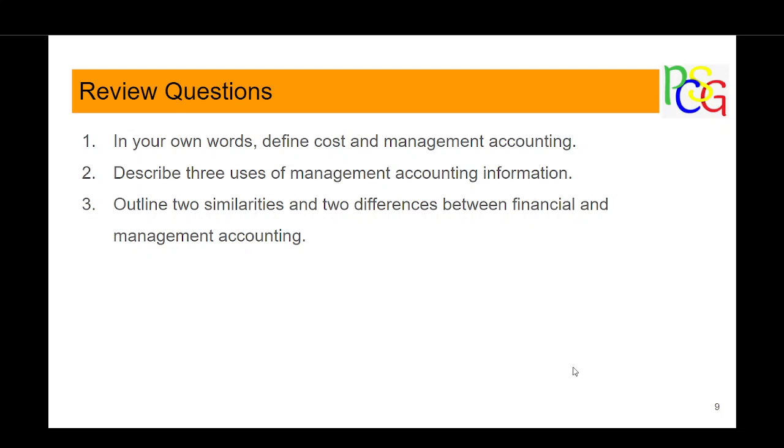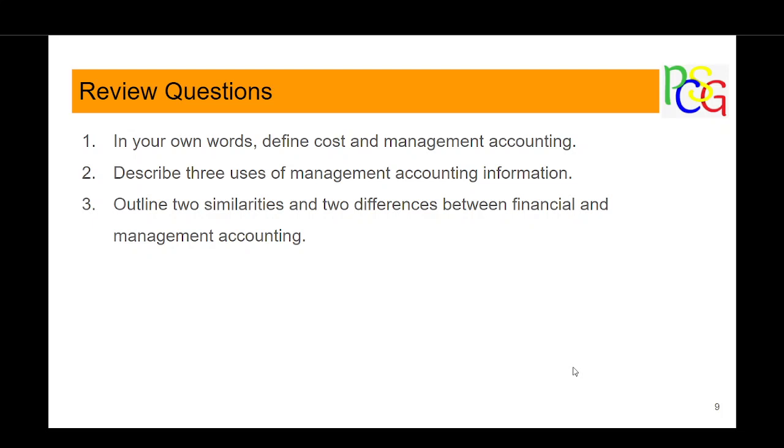And the last one I have here is outline two similarities and two differences between financial and management accounting. Two similarities, as we said, are that they both report on the economic transactions of businesses, right? And a second one could be that they both utilize similar information, for example, the accrual basis of accounting. And two differences would be the types of users. For instance, management accounting caters to internal users, for example, management or levels of management, whereas financial accounting caters primarily to external users, for example, investors, creditors, regulatory agencies.